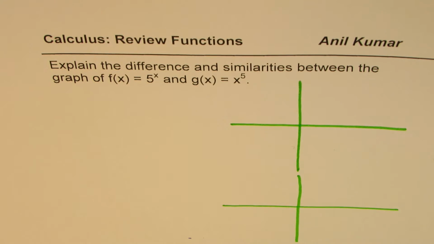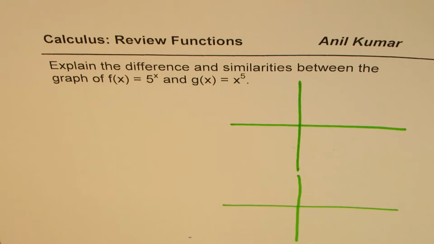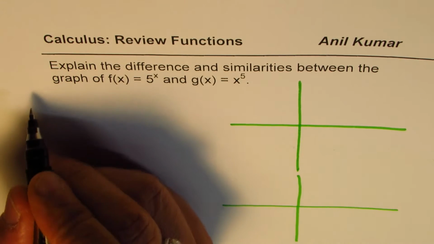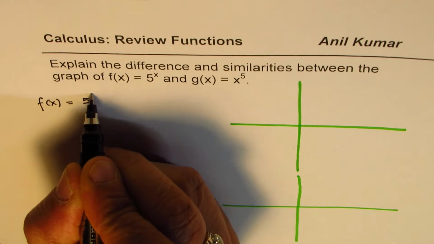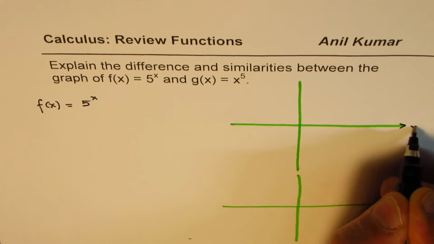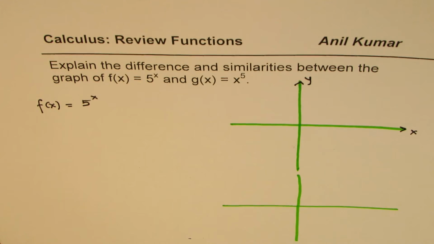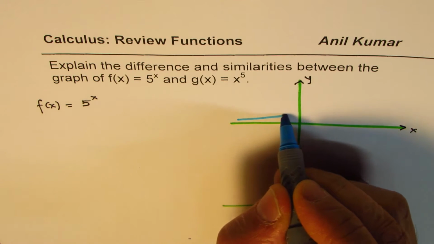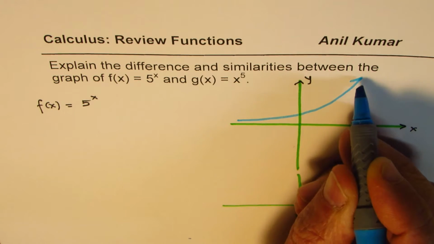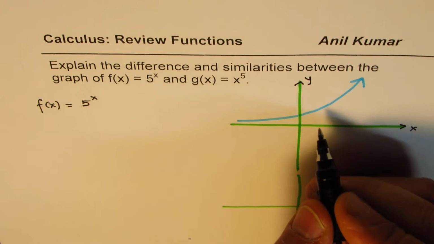Now f of x is 5 to the power of x. What is this function? Can you tell me? So we are trying to understand what is f of x equals 5 to the power of x. Now this function is basically an exponential function, right? So it will be always increasing and kind of like this. So this is the function f of x equals 5 to the power of x.